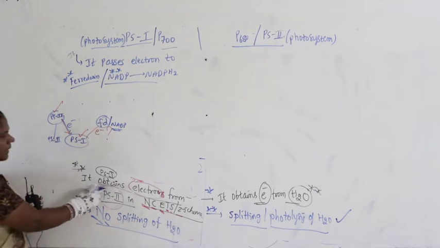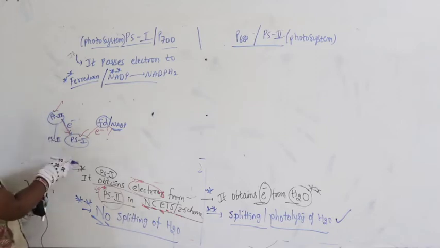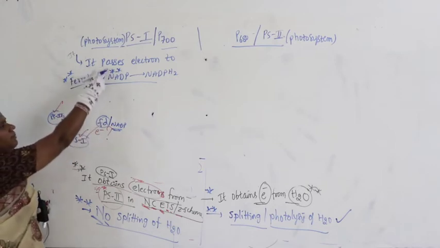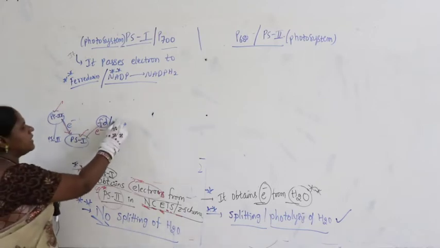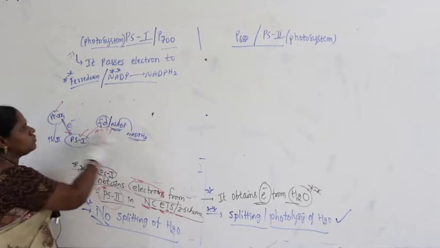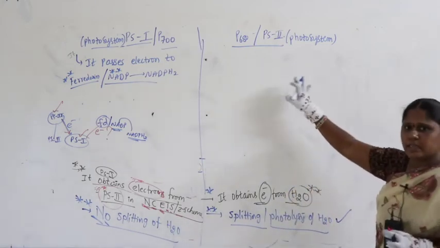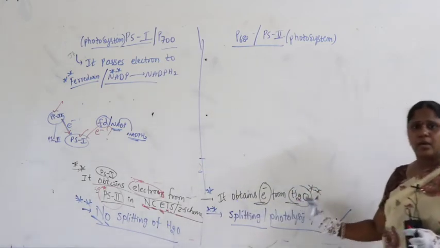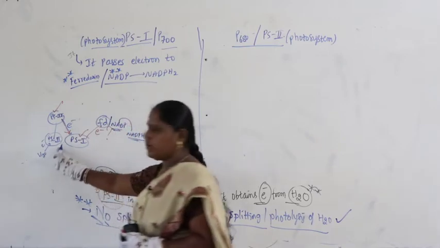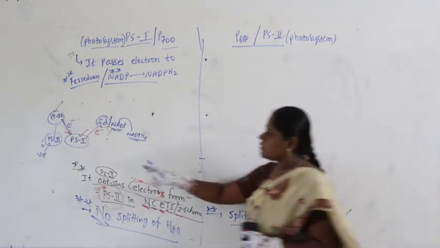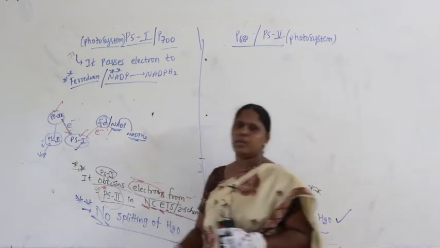Okay guys, again I repeat, it obtains its electrons from PS2. That means PS1 is taking electrons from PS2. But it passes its electron to whom? Either you can write ferredoxin or NADPH2. NADP is getting converted into NADPH2. Right, similarly, coming to PS2, it obtains electrons from where? Water. So here you know it very well. From water, electrons are coming to PS2. Then PS2 is passing its electron to whom? Definitely, what is the answer? PS1.